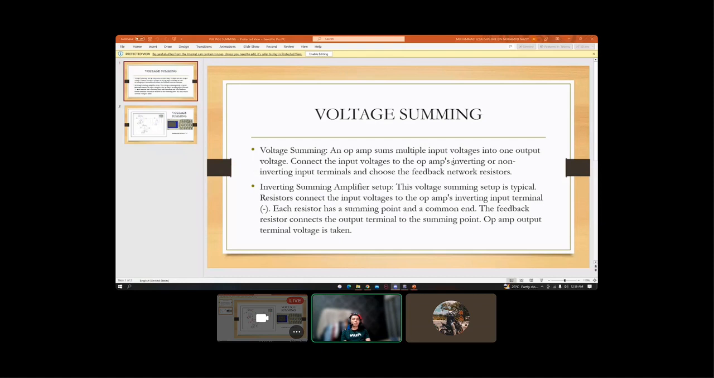Inverting summing amplifier setup. This voltage summing setup is typical. Resistors connect the input voltages to the op amp inverting input terminal, the negative one. Each resistor has a summing point and a common end. The feedback resistor connects the output terminal to the summing point. So the op amp output terminal voltage is taken.